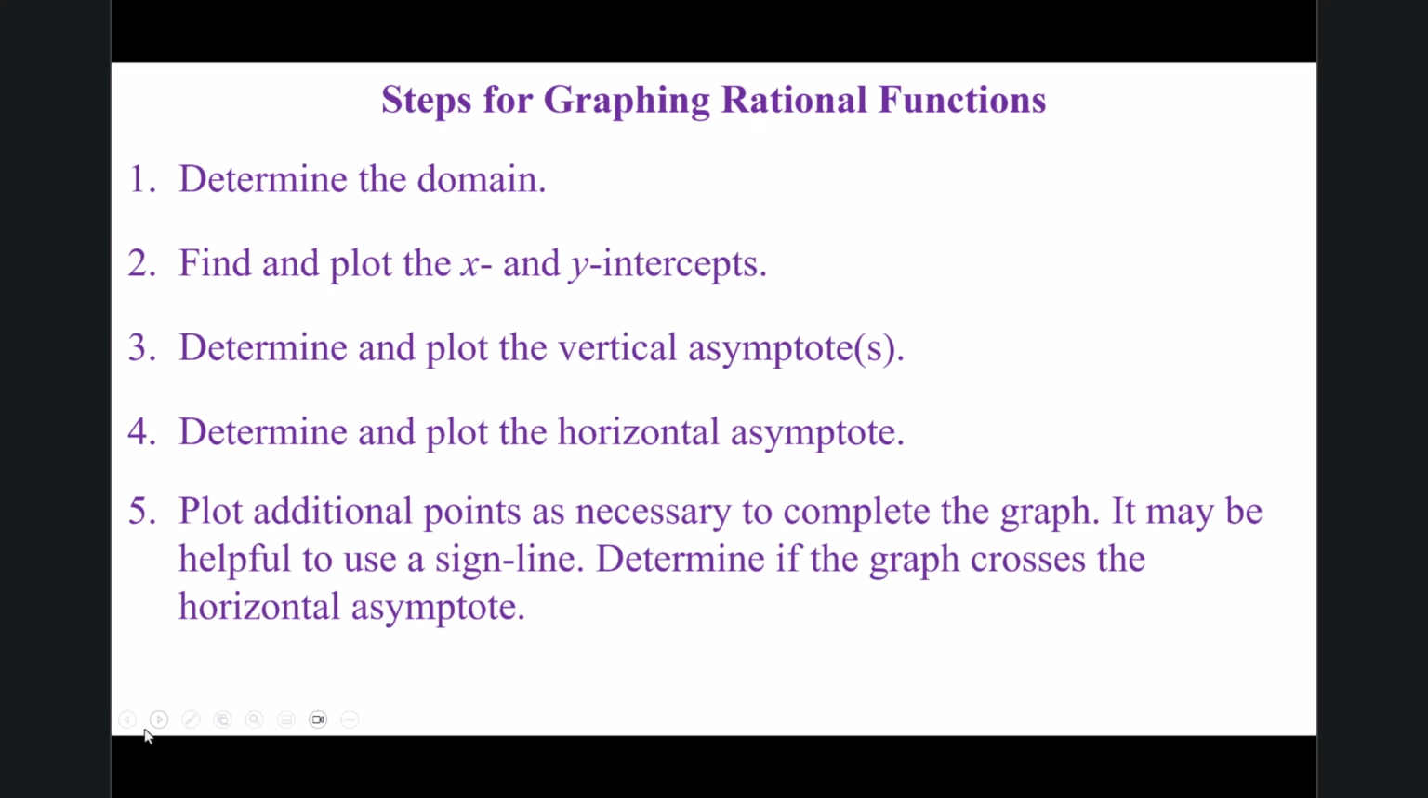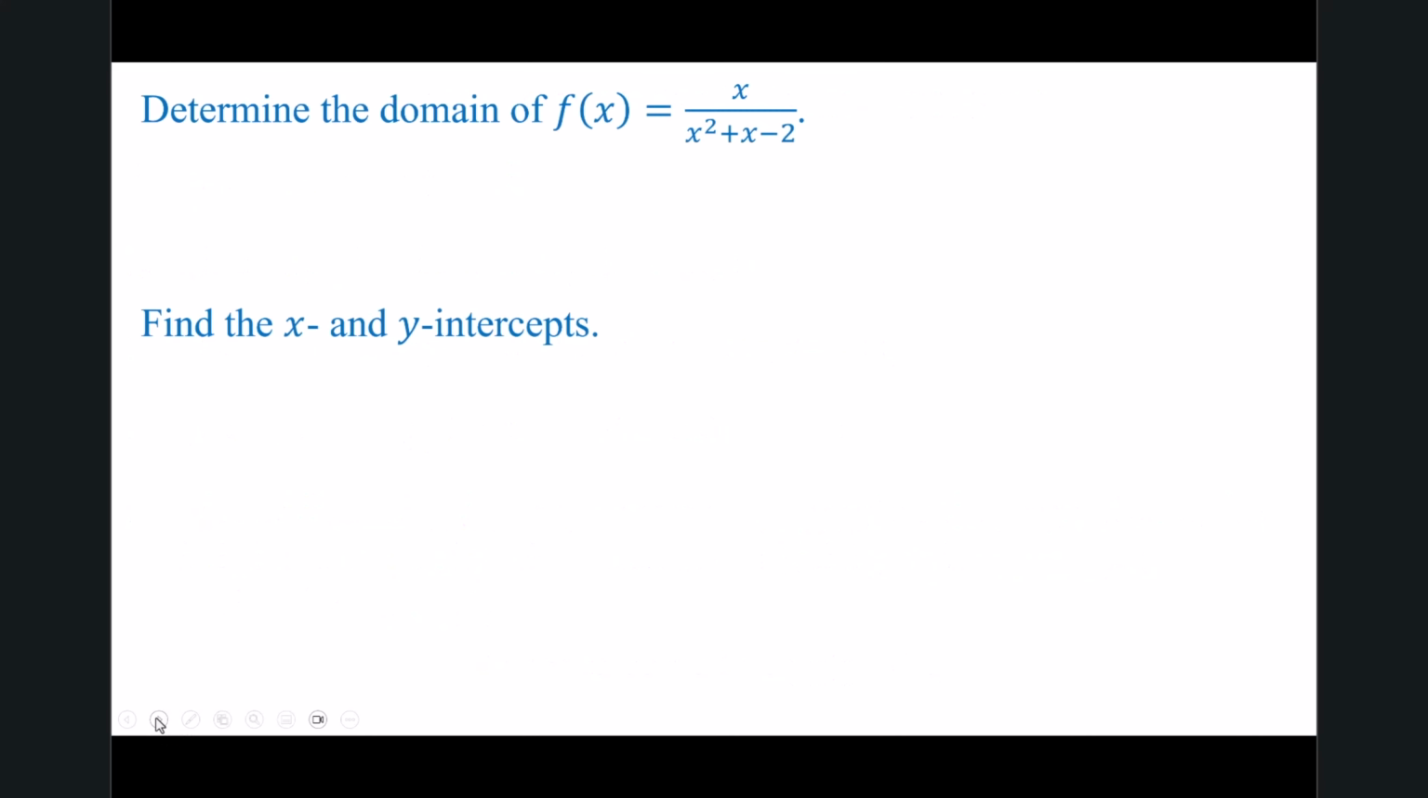It says here it may be helpful to use a sign line or a number line to help us decide where the function is above the x-axis and where it's below the x-axis, and determine if the graph crosses the horizontal asymptote. There will be a few more steps coming in section 3.3, but we're going to start with this.